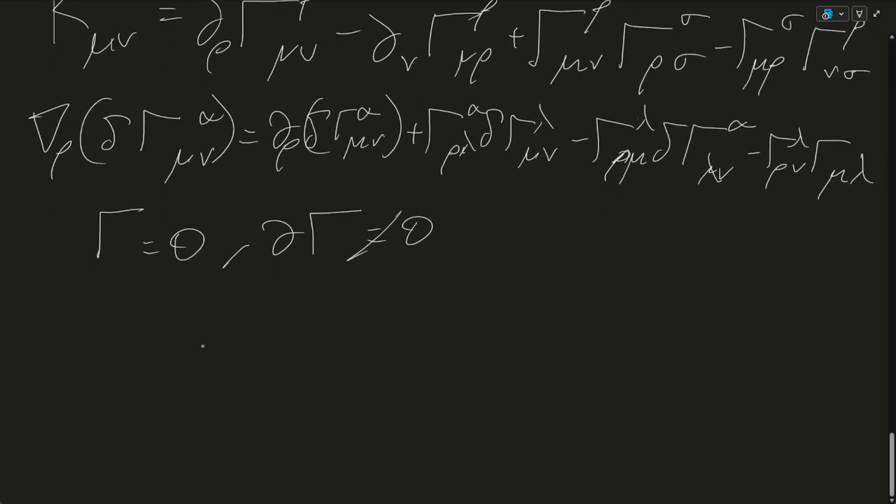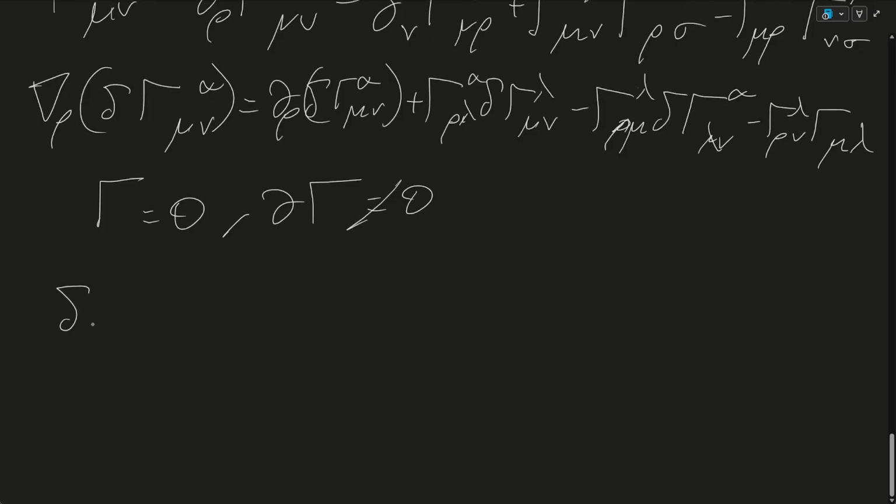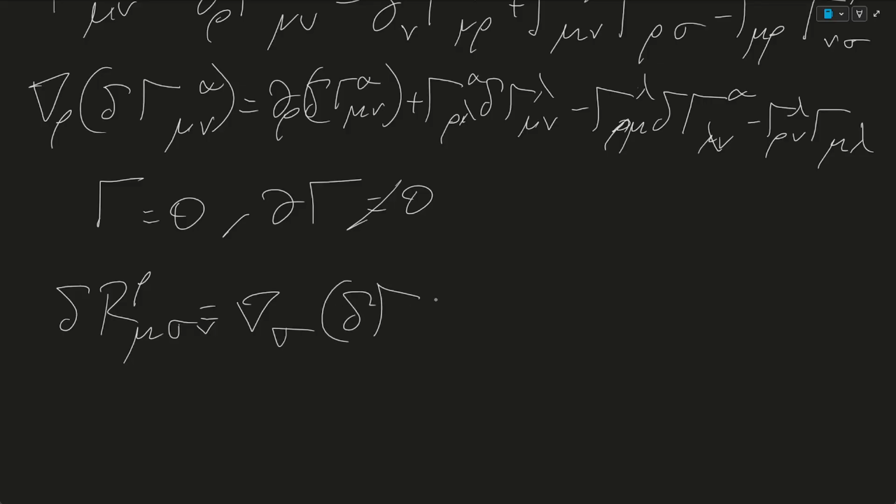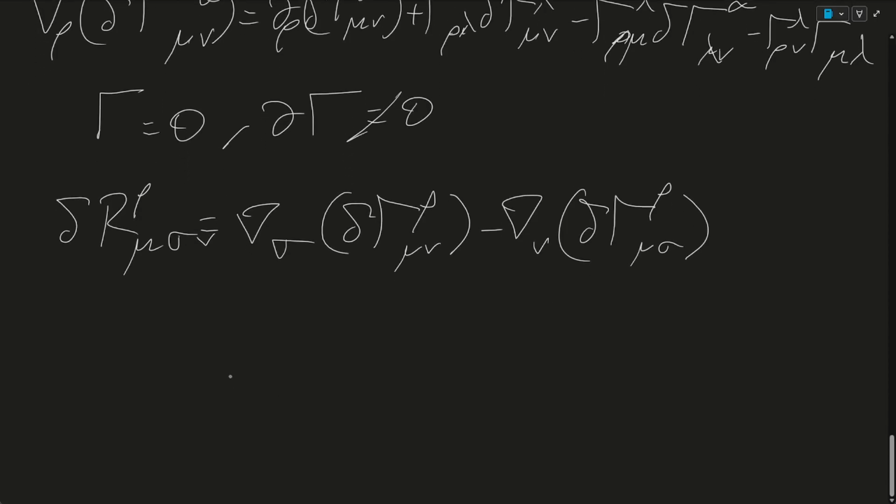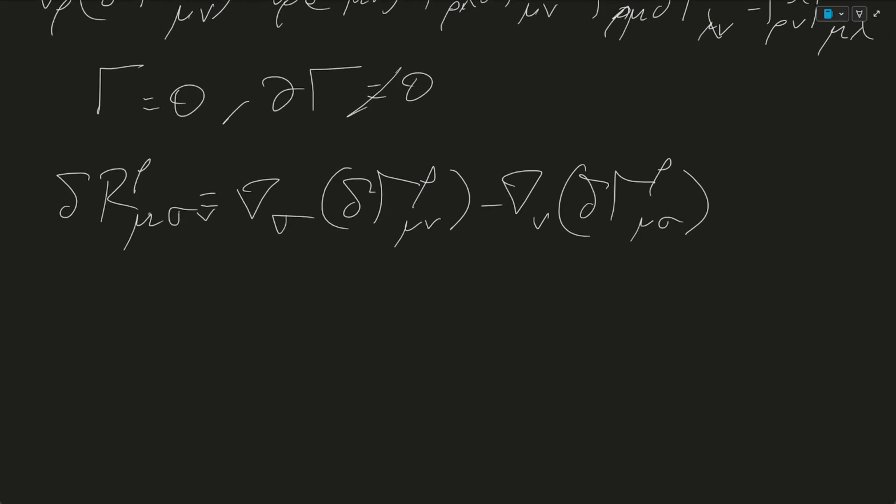Varying the Riemann tensor here would just simplify. I'm not going to write it all out again. Nu sigma mu nu rho is equal to this. And we can just contract indices here to get the Ricci tensor variation, because obviously we don't have 4 indices.